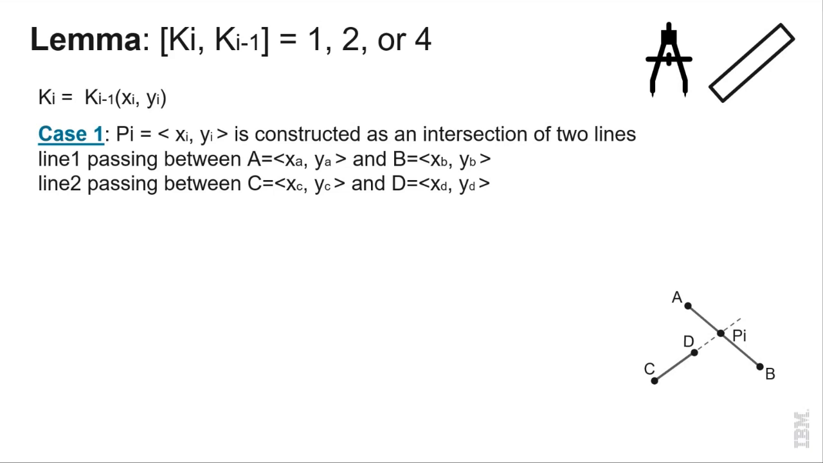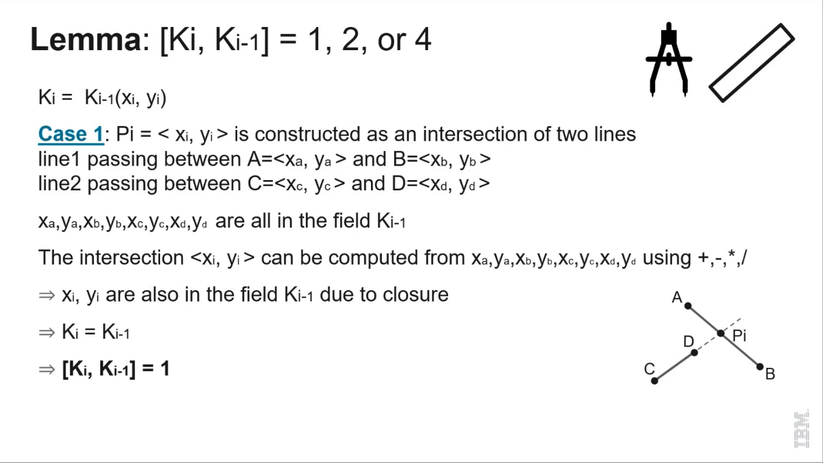So all we do here is just add a new point Pi based on these known points and coordinates. All the coordinates of the 4 points, xa, ya, xb, yb, and so on, are already inside the original field extension Ki minus 1, and we want to compute the coordinates of the new point xi, yi based on these points. And this just happens to be computing determinants and dividing them, since it's just two linear equations which you want to solve.